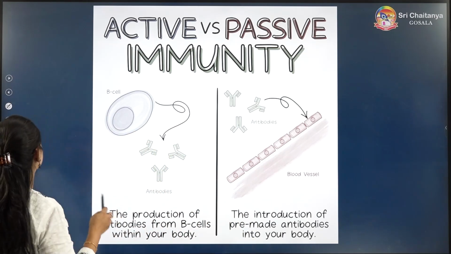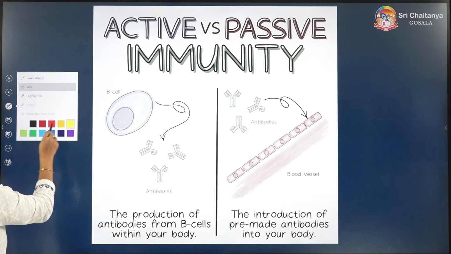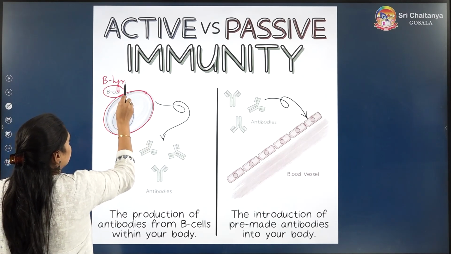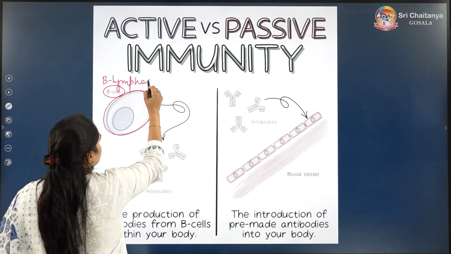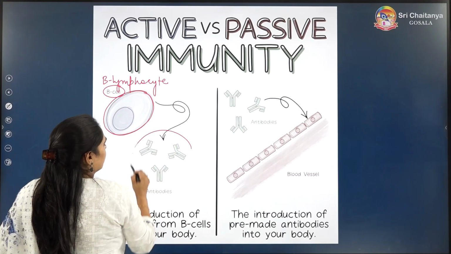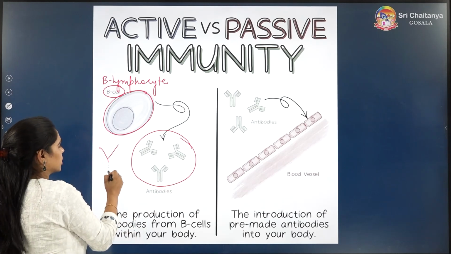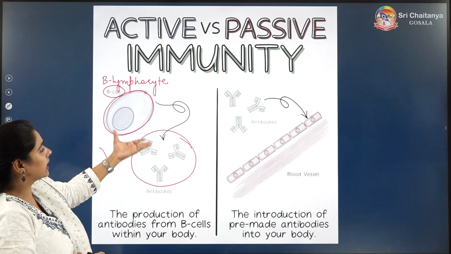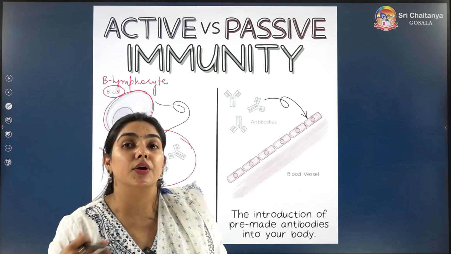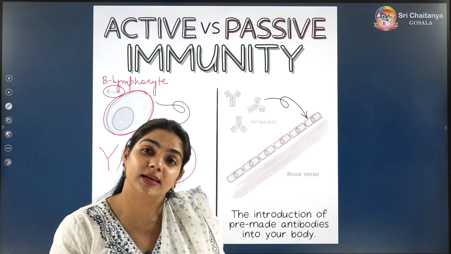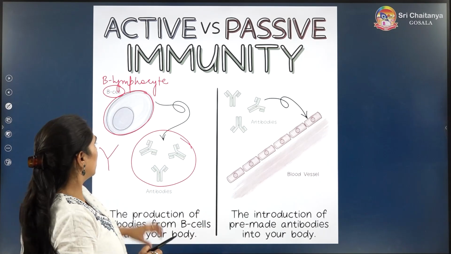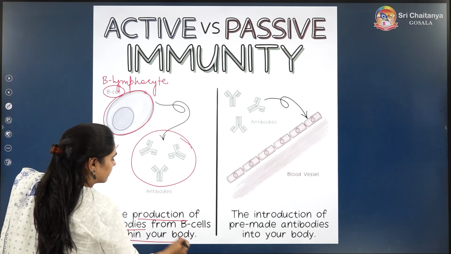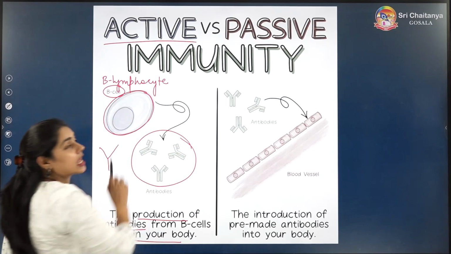So here you can see a B cell, everyone. This is a B cell, a B lymphocyte. This B lymphocyte is going to produce the antibodies. These are antibodies. The Y-shaped structure is an antibody. I am not discussing the antibody structure now, I am simply telling you that the B cells are producing the antibodies. When will it produce the antibodies? When the pathogen comes, right? So here our immune system is producing the antibodies. So this is an active process. So this is active immunity.